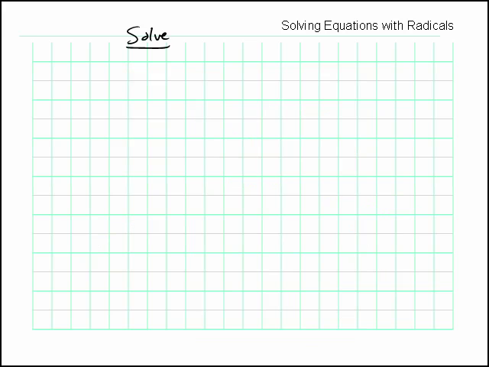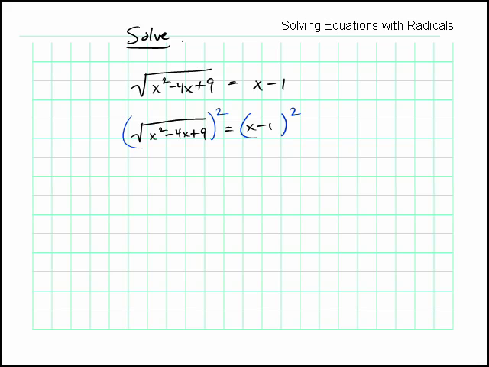Solve the square root of x squared minus 4x plus 9 equals x minus 1. Oh, yeah, that's right. Okay, square both sides, once again. Squaring both sides. On the left side, we'll just have the square root and the square canceling. We're left with this quadratic x squared minus 4x plus 9. On the right side, we'll FOIL this out. We did this one in the last problem.